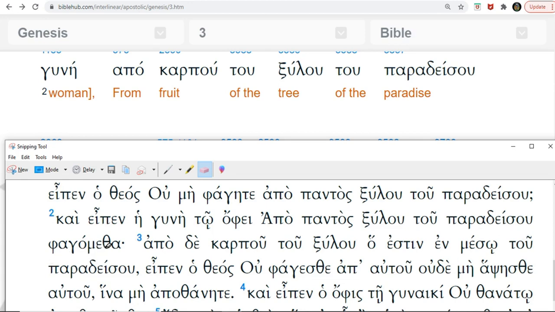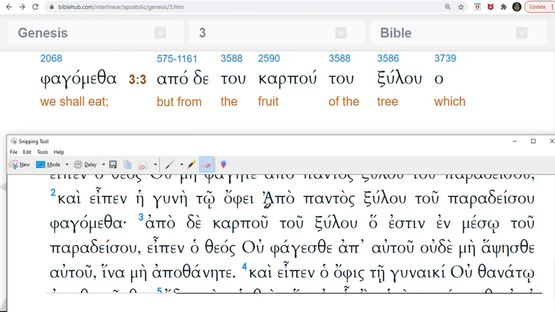Phagometa. Meta is met, is with. Meta is from within. Phagometa, the phag is where your word method comes from. But the parody so, the suck 'em from within, fag 'em within, suck 'em within.